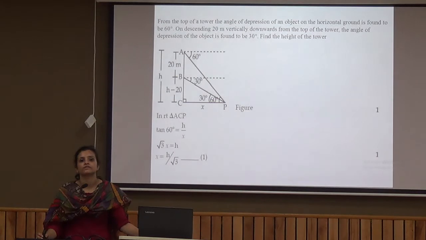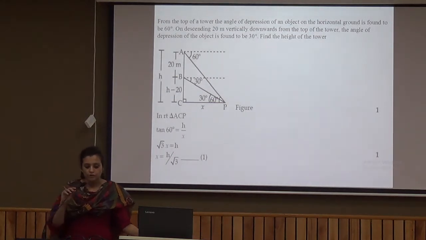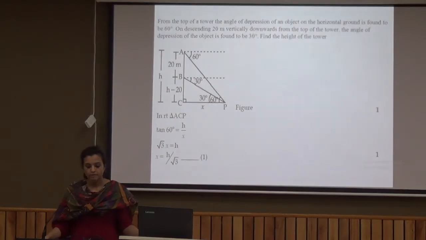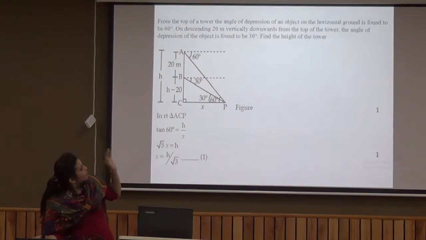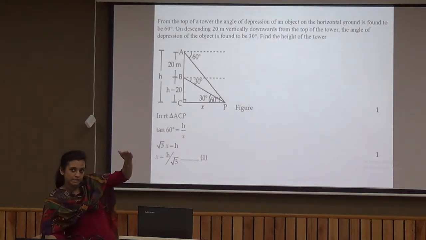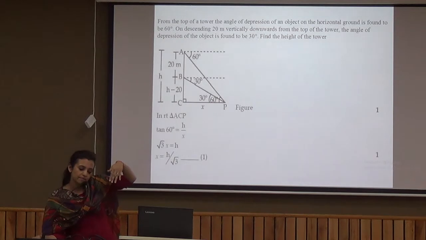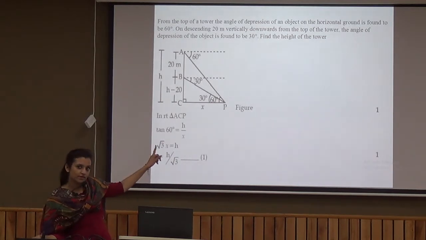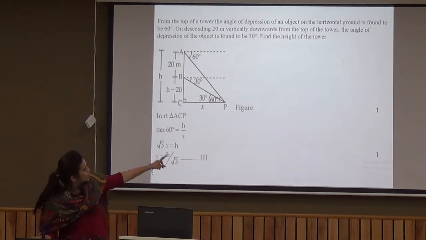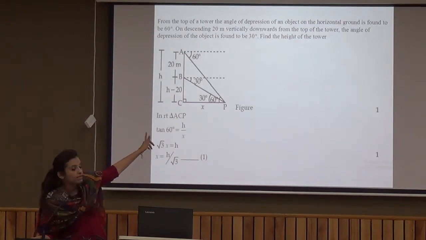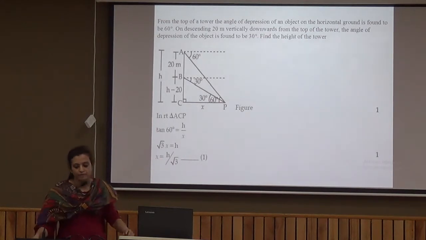Now let's come to a question which is an amalgamation of angle of elevation and depression both. Now, from the top of a tower, let AC be the tower. The angle of depression of the object on the horizontal ground is found to be 60. So if AC is the tower, a horizontal line is there and the line of sight is going to be AP. So yes, can you see 60 degrees, the angle of depression? Correspondingly, angle APC is going to be the angle of elevation by alternate interior angles.